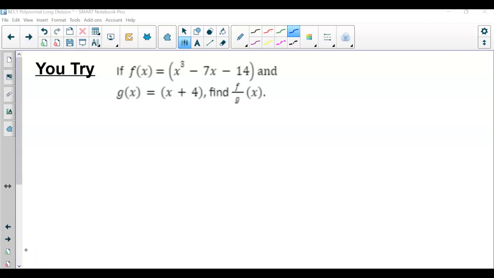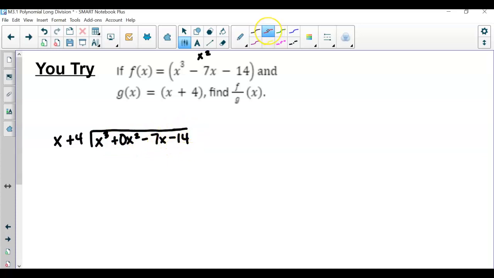And here we go. So let's see. Well, you should have noticed something about our dividend, f of x. It was missing an x squared term. Good. So again, we have our function notation. We're dividing, but don't forget that means you were supposed to use 0 for the placeholder for x squared. So I'm going to set up my divisor, x plus 4. Then our dividend, you should have set it up as x cubed plus 0x squared minus 7x minus 14.